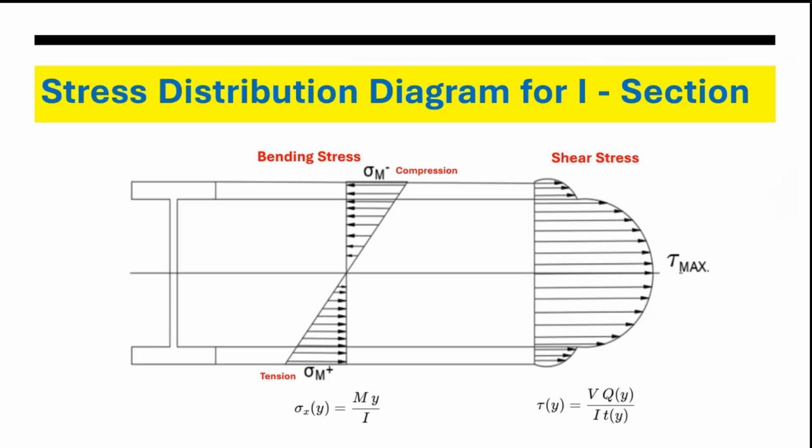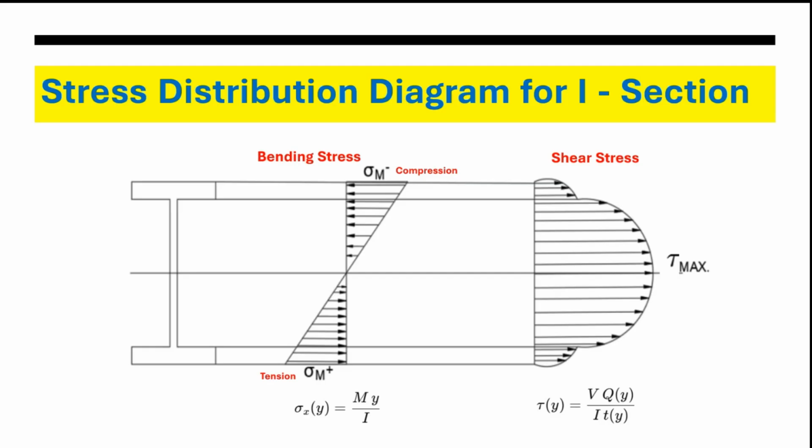Let's move on to the stress distribution diagram for the I section. As you can see over here, the first one is the bending stress distribution. The majority of the stress due to bending moment is concentrated at the tip of the beam, that is the flange, to make sure that all the moment is transferred from one beam to the other. So the flanges are connected, and they are said to carry all the bending stresses, all the moments.